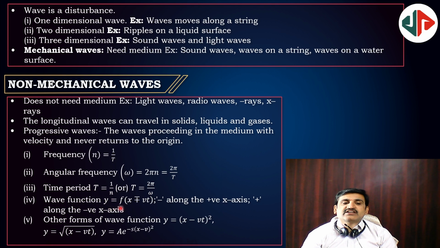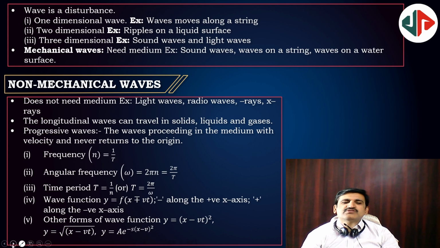Wave function: f of x plus or minus vt. There should be a function of x plus or minus vt. If plus vt is there, it is propagating along the negative x-axis. If minus vt, then it is propagating along the positive x-axis. Other forms of a wave function: y equals (x minus vt) whole square, y equals square root of (x minus vt), y equals a e to the power of some constant into (x minus vt) whole square. All these are wave functions, wave forms only.